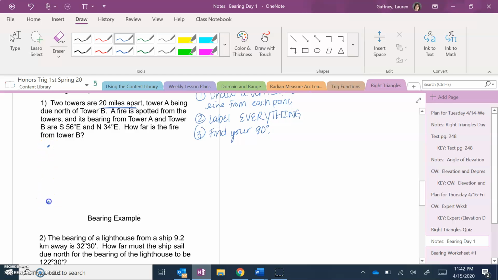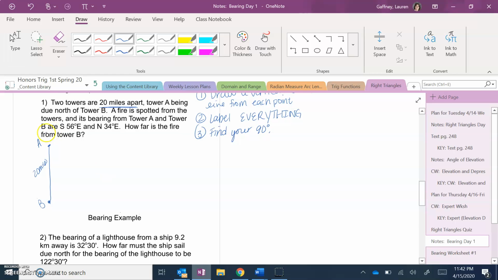Tower A is due north from Tower B. So here's A, here's B, and they are 20 miles apart. Now, in this one, I don't really need to draw a dashed vertical since this is already vertical. Okay, you'll see it more so in the next example, but if I were to draw it, it would look like that. Okay? A fire is spotted from the towers.